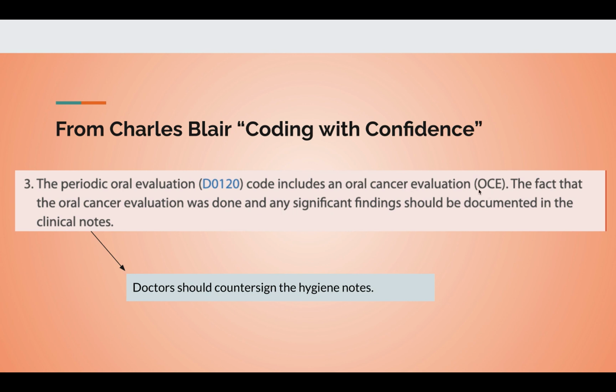So here, this goes on talking about the oral cancer evaluation. This should be done by the doctor. The fact that the oral cancer evaluation was done and any significant findings should be documented in the clinical notes. So this brings up another point. The doctor should be countersigning the hygiene notes.